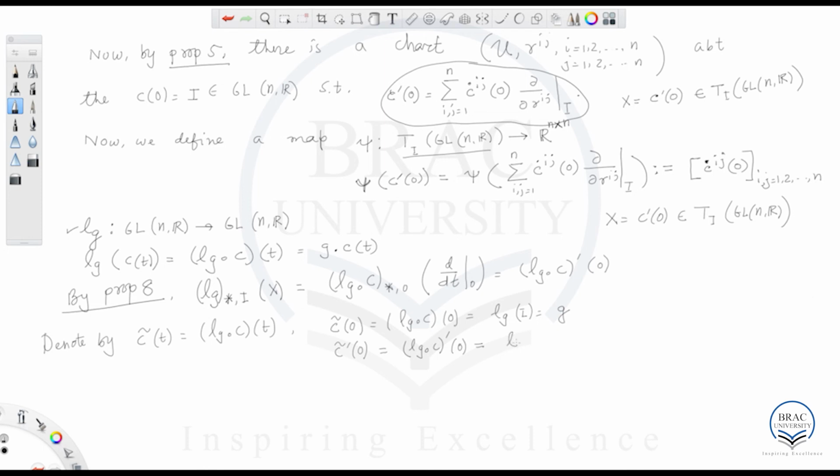Which is nothing but, according to this equality, this is L_g star comma I, acting on X. Or if you want, you can write it as L_g star comma I acting on C prime of 0. Okay, good.